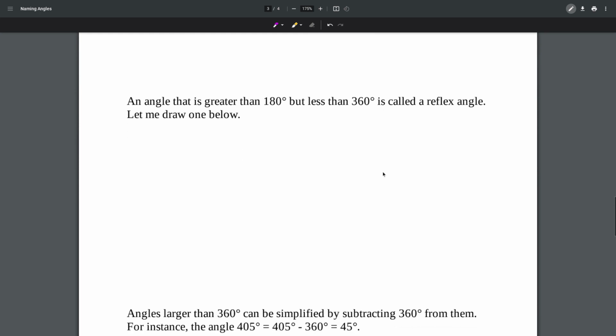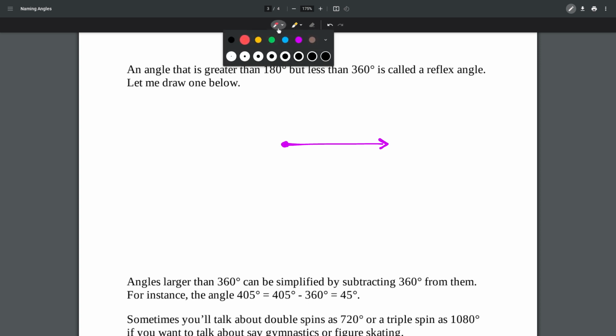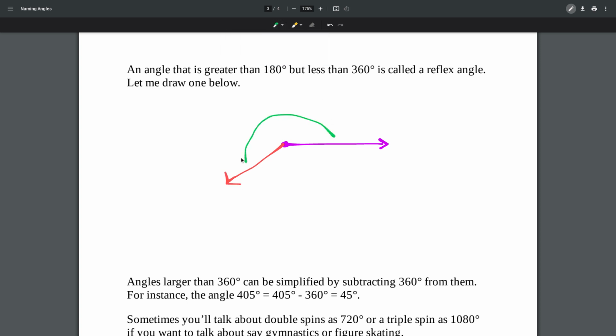An angle that's greater than 180 but less than 360. Now this one is less common than you hear about, but it's called a reflex angle. So that might be something like where we have a ray here, we have the vertex here, and then we have another ray going off here, and the actual angle is here. Okay, so it's greater than 180 but less than 360.